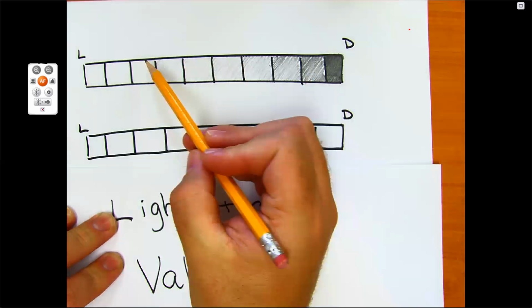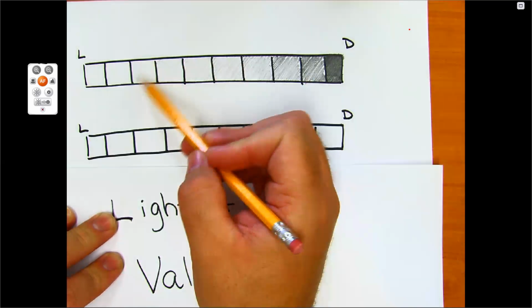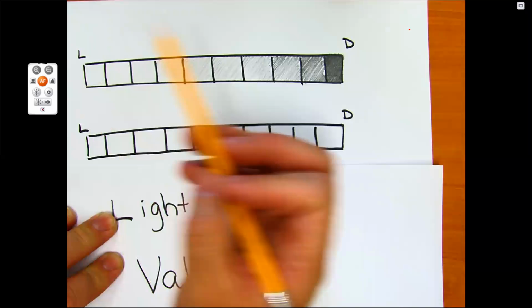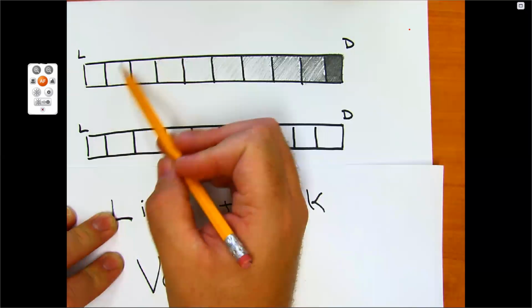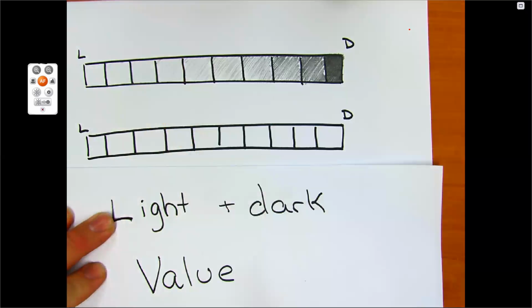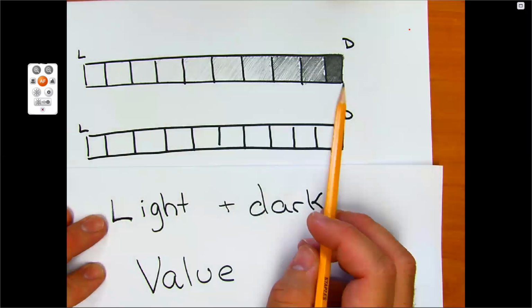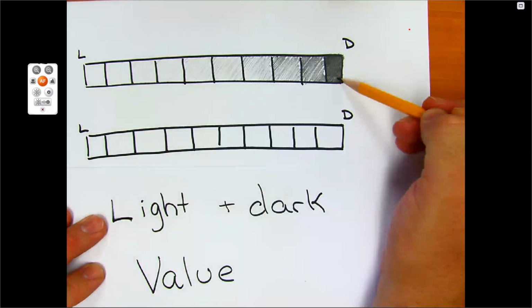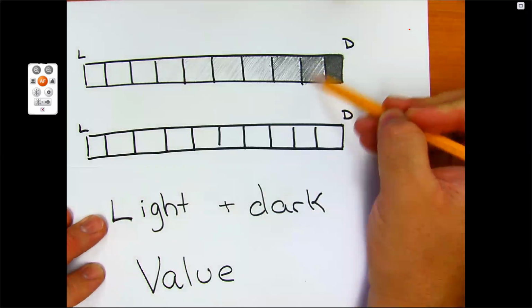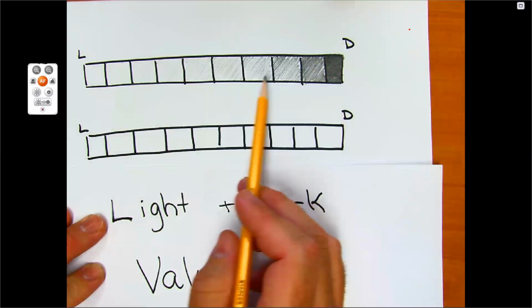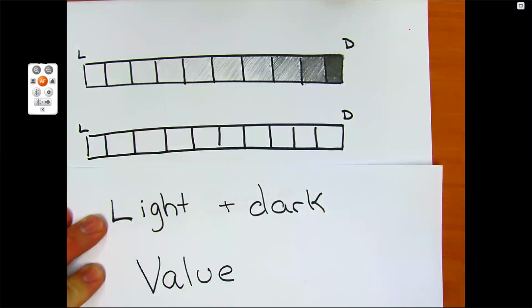So light that you can barely see it, so that when you get to your last box over here, it is perfectly white. Okay, so this is a value scale going from as dark as you can make it. That can probably be a little bit darker. Maybe this one a little bit darker too. Lighter, lighter, lighter, until you get to the light side. That is a value scale.